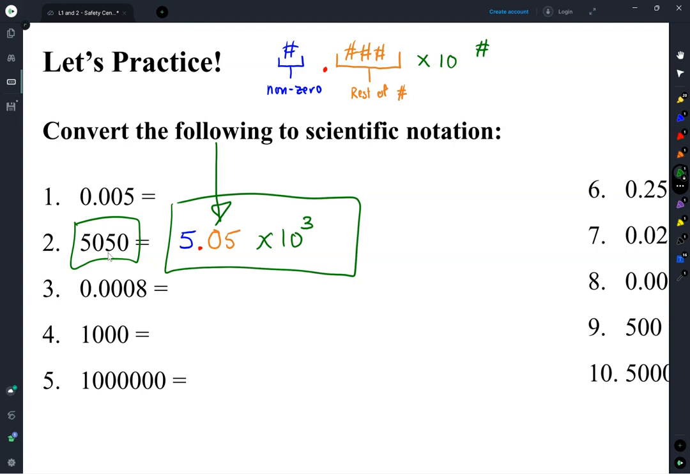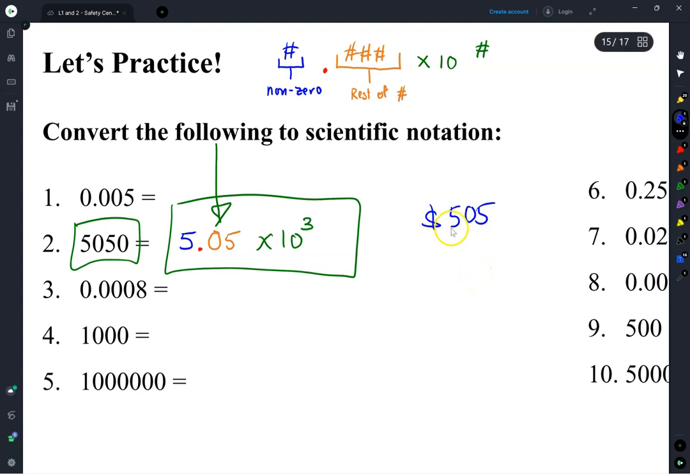If you take away that 0, it changes the number itself. So for instance, if I had $505, I can't just take out this 0, because doing so would mean I only have $55, and that's a big difference. The zeros at the end, however, can be removed because they're factored into the exponent.